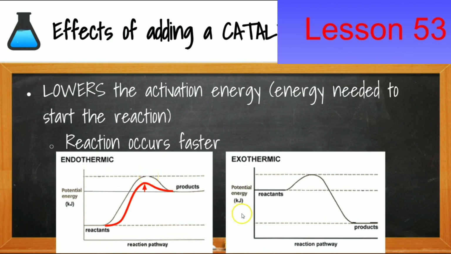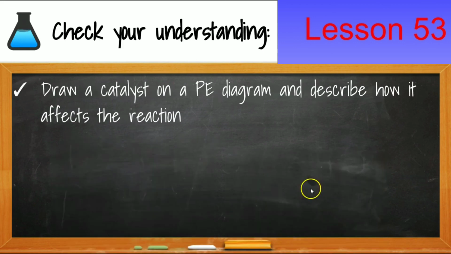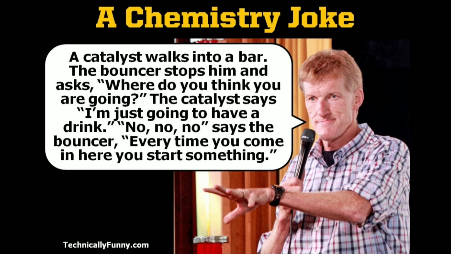And we'll see the same trend for an exothermic reaction. Again, the reactants will not change and the products will not change, but the graph in between showing the activation energy will be lower. This means the reaction will happen faster. So now you should have met the last objective and be able to draw a catalyst on a potential energy diagram.